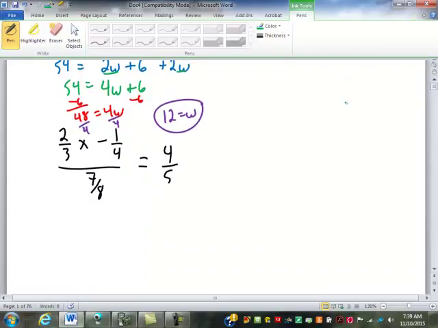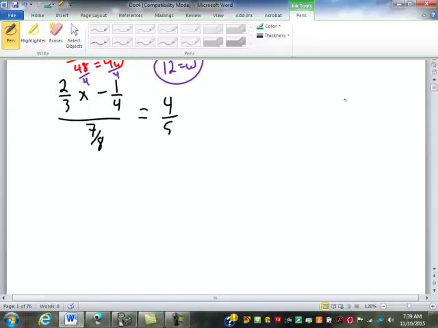How about down here? Start out by multiplying by 7/8. Get rid of the 7/8. This is now 2/3 x minus 1/4 equals, we got to multiply by 7/8 over here, which will give us 7/10.